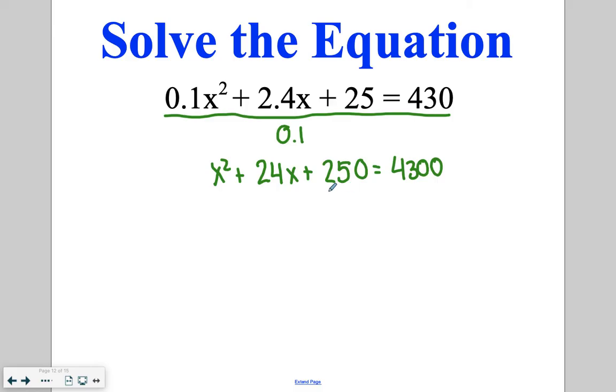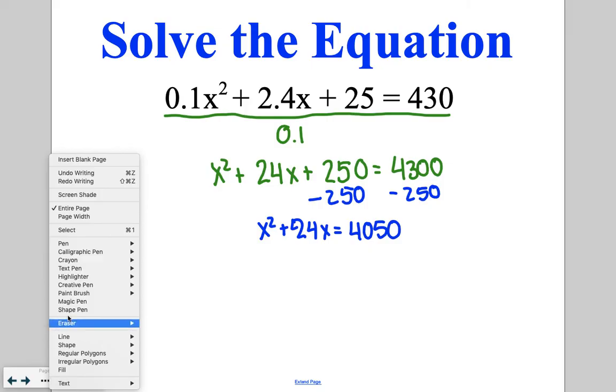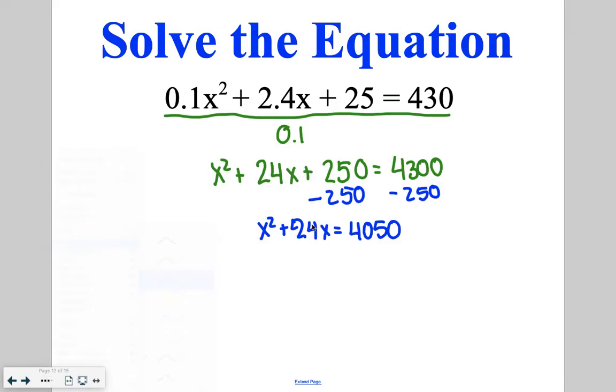We need to get our x's alone, so I'm going to subtract 250 from both sides of the equation. When I do that, I get x squared plus 24x is equal to 4,050. Then off to the side, I need to complete my square. So cutting 24 in half, I get 12. Squaring that is 144. So I'm going to add 144 to both sides of my equation so that it looks like this.